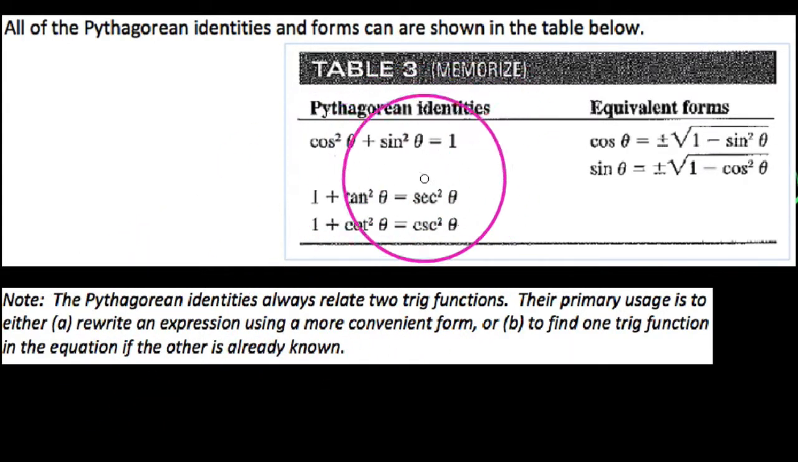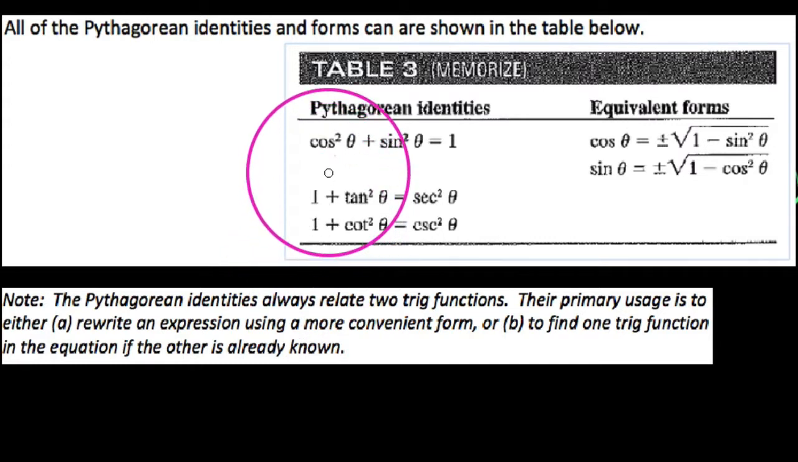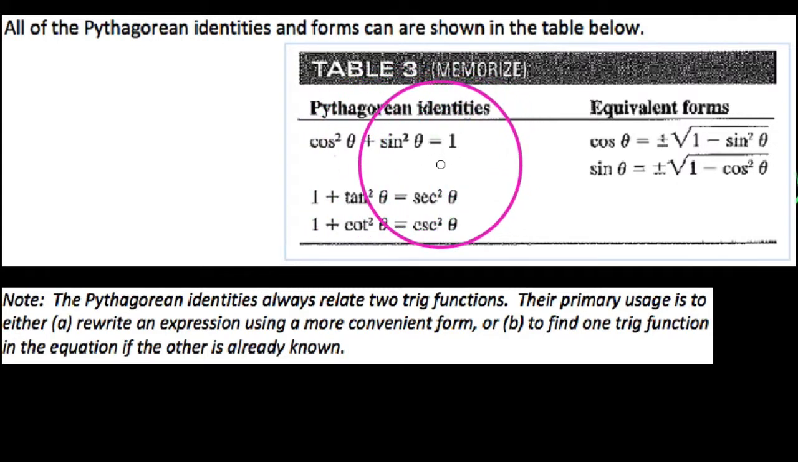First of all, these are nifty if we ever want to rewrite an expression using a more convenient form. For example, if I ever saw cosine squared plus sine squared of an angle on my paper, I would totally erase it and just write 1, because it means the same thing anyway, and 1 is so much simpler to write.